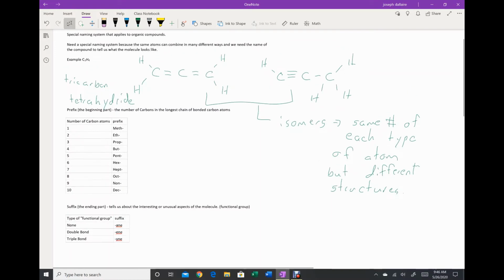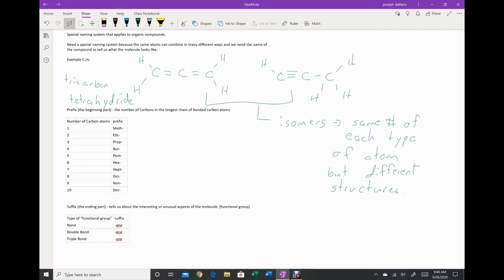Okay, so how do we go ahead and name these things? Well, we're going to start with the simplest thing, just chains of carbon atoms and hydrogen atoms, and we're going to talk about what they look like if they have double bonds, and what they look like if they have triple bonds in this video. As you're going to see in subsequent videos, we can add oxygen or other halogens, and we get a whole variety of things with a whole variety of names. But right now we're trying to start and establish the basics.